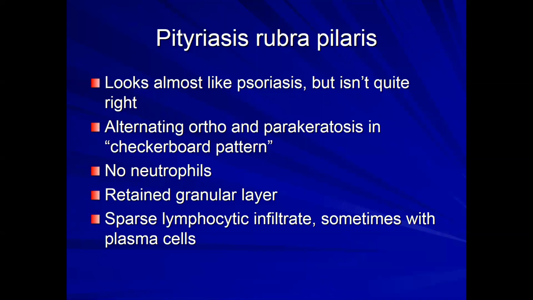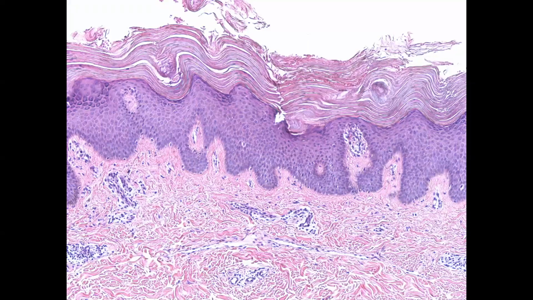Pityriasis rubra pilaris looks almost like psoriasis, but it's not quite right. It's almost like a diagnosis of exclusion. So they describe this checkerboard pattern in the parakeratosis, and that's a very abstract checkerboard, I want you to note. So when you go in, you're going to notice that there are skipping areas of ortho and parakeratosis. And it looks like psoriasis, except you go in and you cannot find the neutrophils in the parakeratosis. You retain your granular layer and you have a sparse infiltrate, sometimes with some plasma cells.